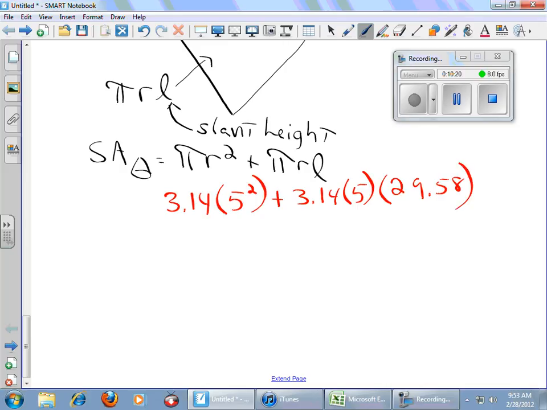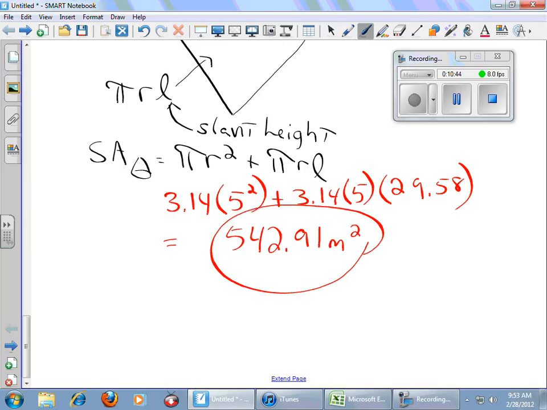All right, and I'll use my calculator to help me do that. So I'll get 3.14 times 5 squared plus 3.14 times 5 times 29 and 58 hundredths. And my surface area will end up being 542, and I'm going to round it to 91 hundredths, and that is meters squared. And there you go. It's really just a plug and chug problem. You have the formula and you just stick it in. All right, you could explain why, but I believe it would take calculus to really explain it, dealing with surface of curves like that. And I'm very rusty on my calculus. It's been many, many years.